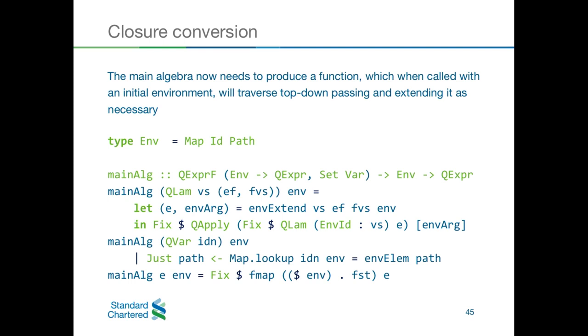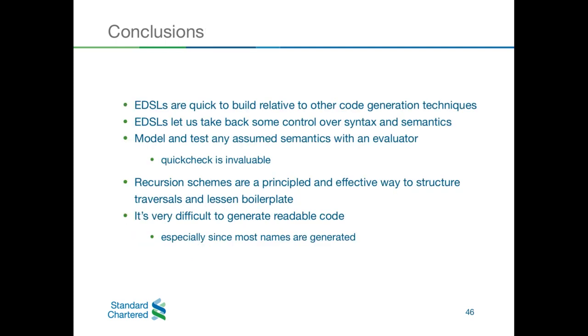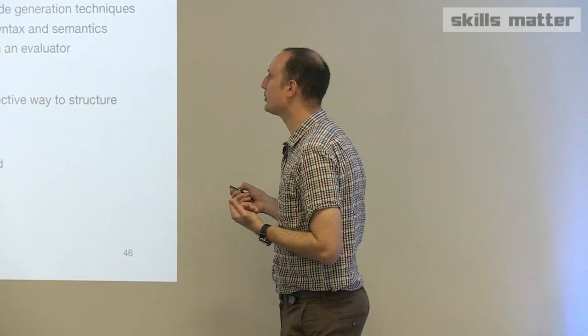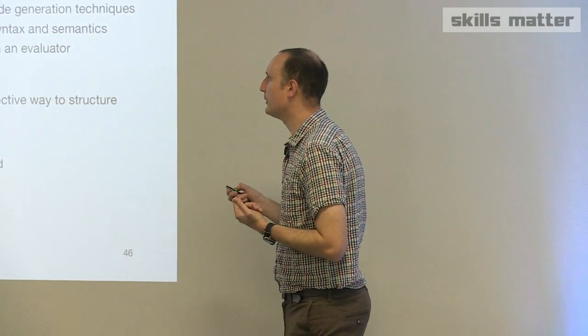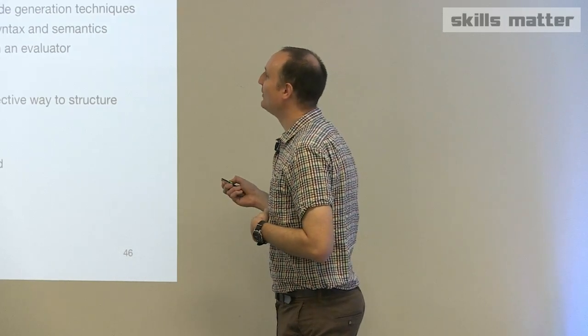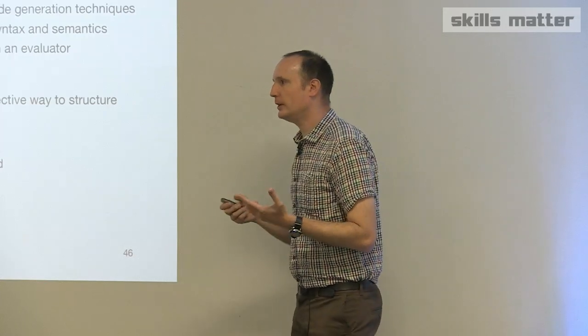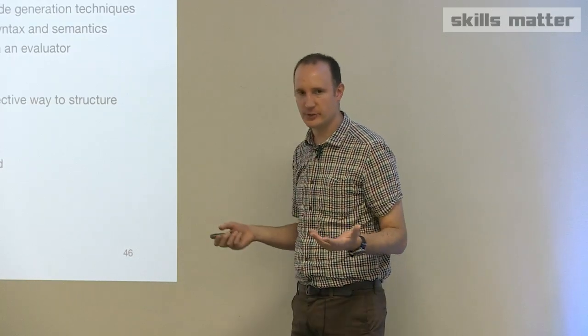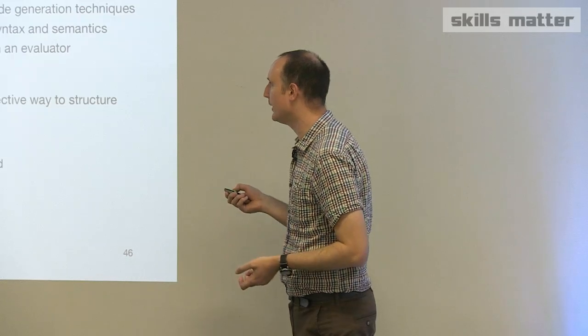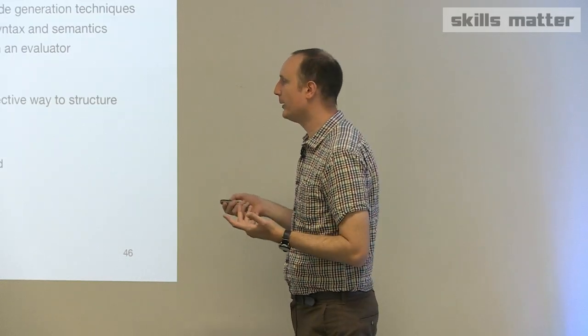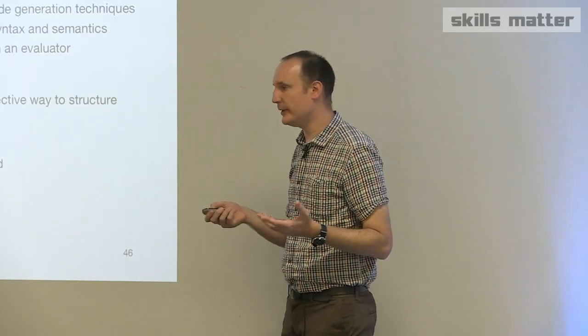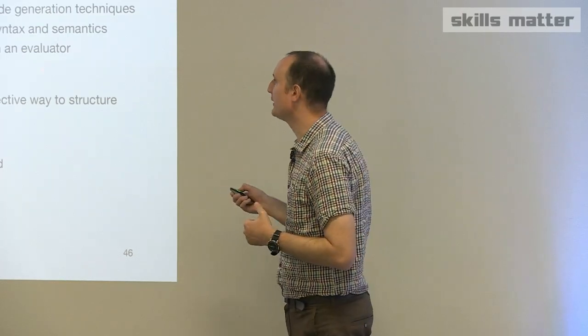So you can have a closer look at that at home. But so the conclusions of the talk are that EDSLs, I believe, are quick to build relative to other generation techniques. They do let us take back some control over syntax and semantics as long as we're happy with Haskell syntax. But yes, the semantics certainly, we've given Q all the semantics that we love in Haskell: the referential transparency, null safety, IEEE compliance, we've recovered those semantics.